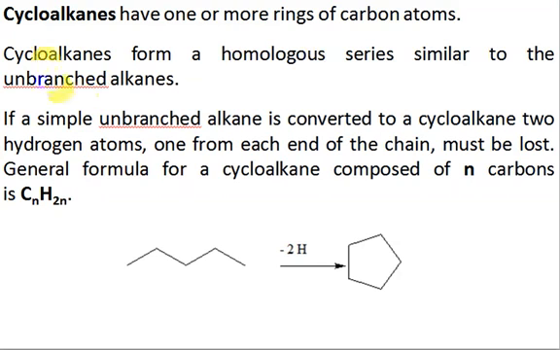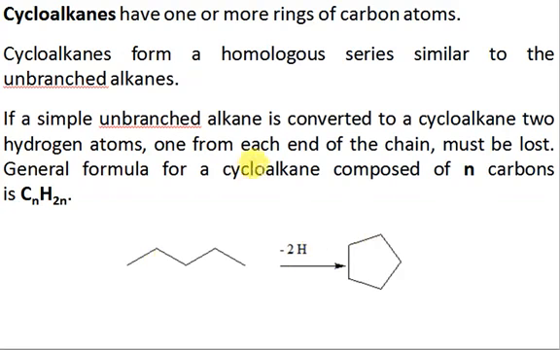Also you studied that alkanes have a general formula of CnH2n+2, but if you convert an unbranched alkane into a cycloalkane, then you must remove two hydrogens, one from each end of the chain, right? So for example, if we have a pentane here, you can see it's a straight chain, and you want to convert this pentane into a cyclopentane, then what happens, you have to remove a hydrogen from here and a hydrogen from this end. So by loss of two hydrogens you can convert an alkane into cycloalkane.